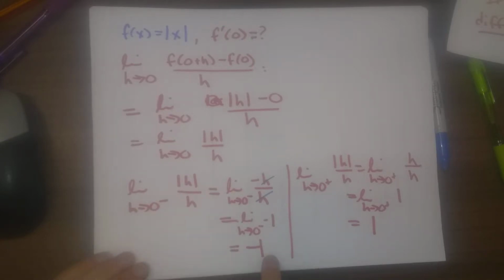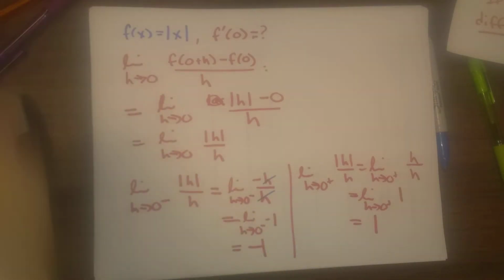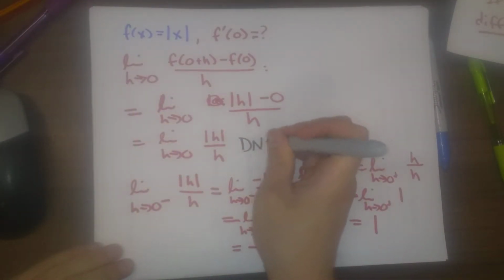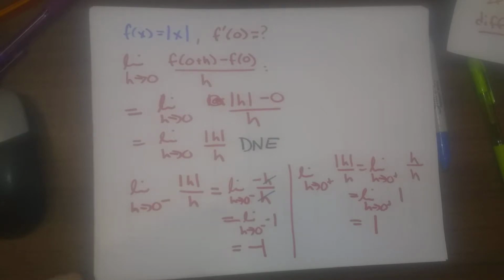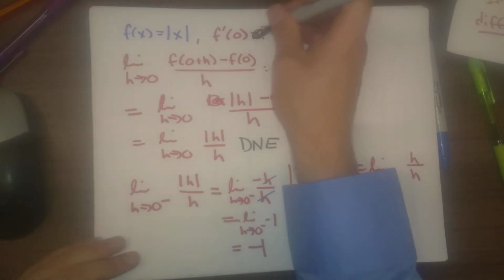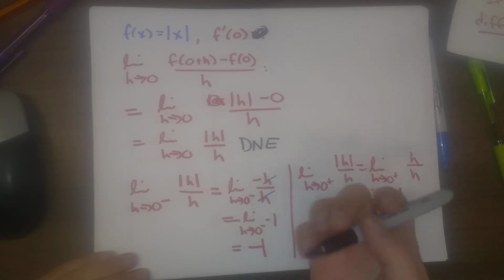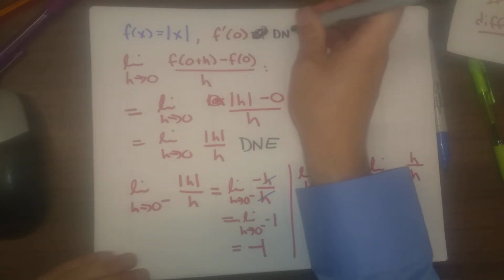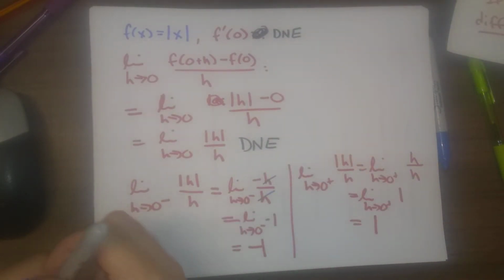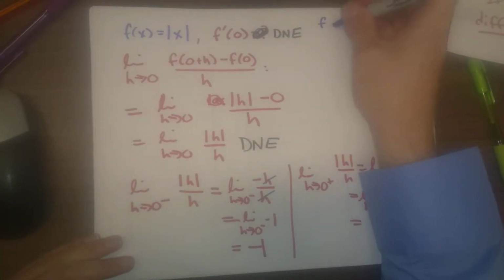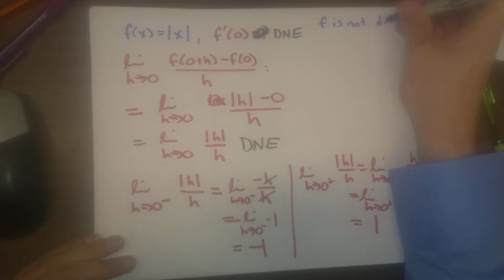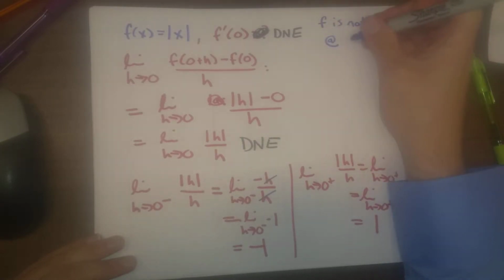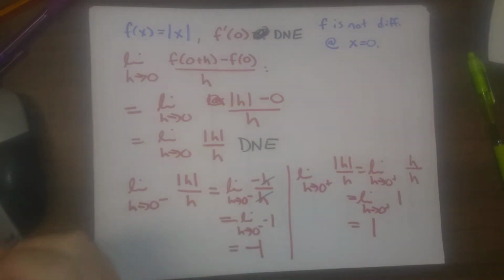So the limit from the left is minus 1, the limit from the right is plus 1. And so overall, we see that this limit doesn't exist. So we should have said here, f prime of 0 equals what? That's not right. We just want to say f prime of 0 does not exist, or f is not differentiable at x equal to 0. That's equivalent to saying f prime of 0 does not exist.